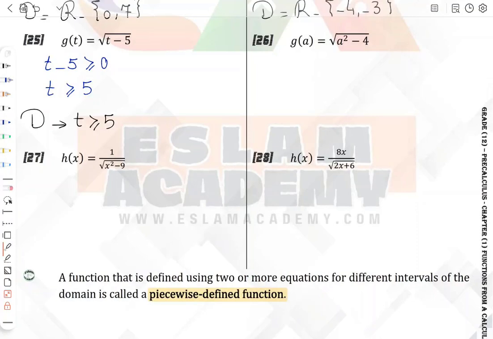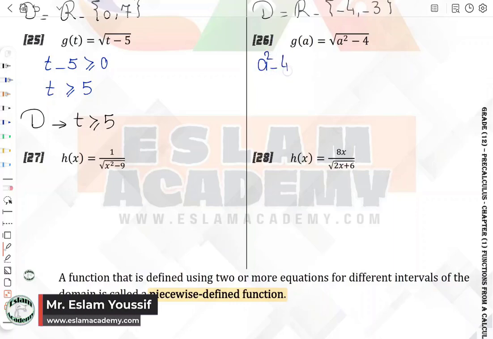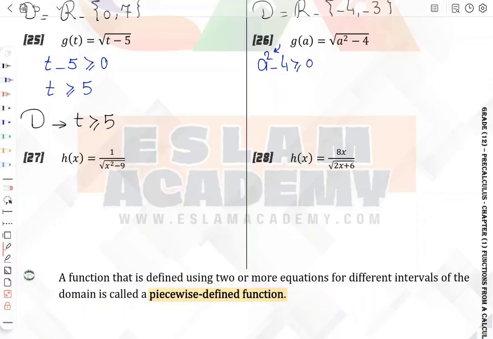In question number 26, we have g of a equals the square root of a^2 minus 4. We have a square root function, so the expression under the square root will be more than or equal to 0. But you will find that the inequality we have is of the second degree, because we have a^2. So we need to convert it to an equation, so it will be a^2 minus 4 is equal to 0. By solving, you will find that we have two solutions: a could be equal to negative 2, or a is equal to positive 2.